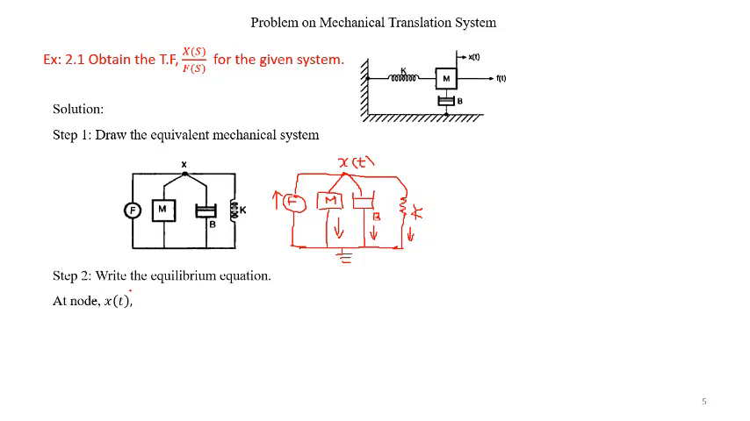Second step, writing the equilibrium equation. As we have already told, at node x of t, we have the input force F. The input force x of t is equal to the output forces, that is m d square x by dt square plus b dx by dt plus k into x of t. Hence, this is called a force equation.